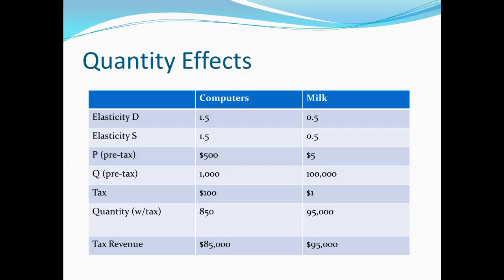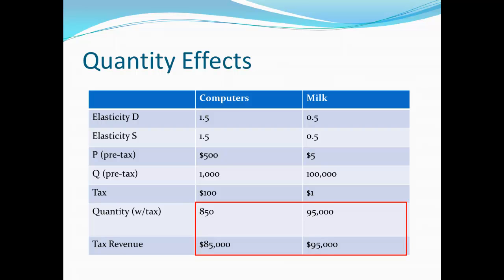Now, what I really want to highlight here is this difference. It's that with computers, we end up seeing a significantly larger quantity effect. That is, the quantity falls more substantially than in the milk market. Not in terms of number, but in terms of percentage. We get a 15% drop versus just a 5% drop. As a result, the tax revenue in the market for computers is far less reliable. One might blindly think, okay, 1,000 computers are traded, if we tax $100 a piece, that'll raise $100,000. It ends up we're off by $15,000 in this case, precisely because when we put the tax in, people don't buy as many computers. And they stop buying computers relatively quickly, given these assumptions.